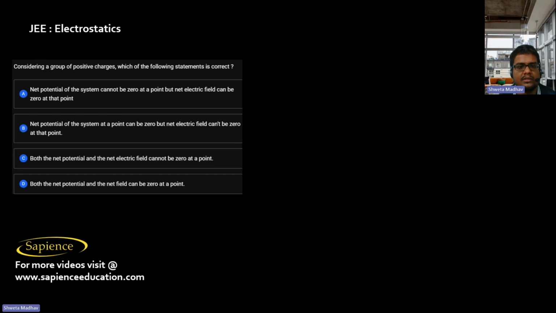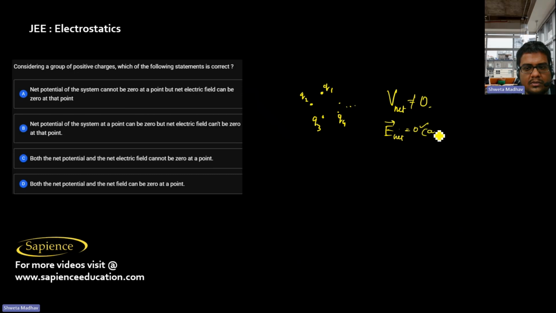Net potential of the system cannot be zero at a point, but net electric field can be zero at that point. Now for a group of positive charges Q1, Q2, Q3, Q4, etc., the net potential of the system cannot be zero at a point, but net electric field can be zero at a point. So V net can't be zero, but net electric field can be zero also.